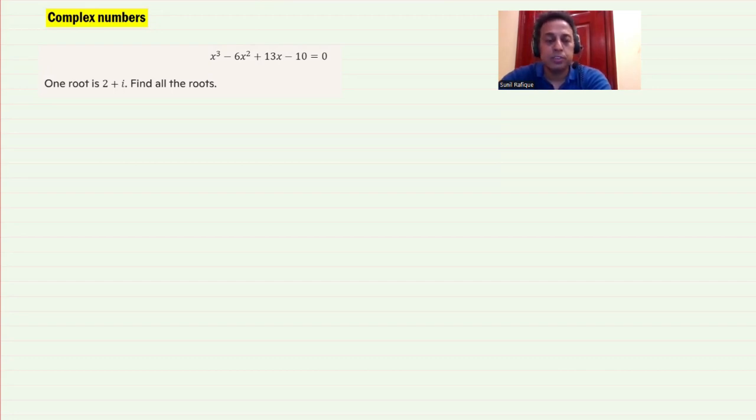Okay, so first of all, you need to quickly identify the coefficient of x cubed. That is a 1. The coefficient of x squared is a -6. The coefficient of x is 13. And the constant term is a -10. The reason I'm showing you this is that each of these coefficients is real. So what did we just discuss earlier? That if the coefficients of the equation are all real, then roots exist in conjugate pairs.